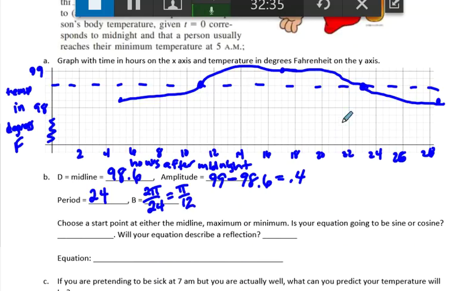All right. Did you guys choose this one as your start value? The minimum one? Okay, it's okay if you didn't. You might still have a good answer, but this was the only information they gave you at the beginning, so that's a good start point. So in that case, is it sine or cosine? Cosine. And does this cosine have a reflection? Yes.